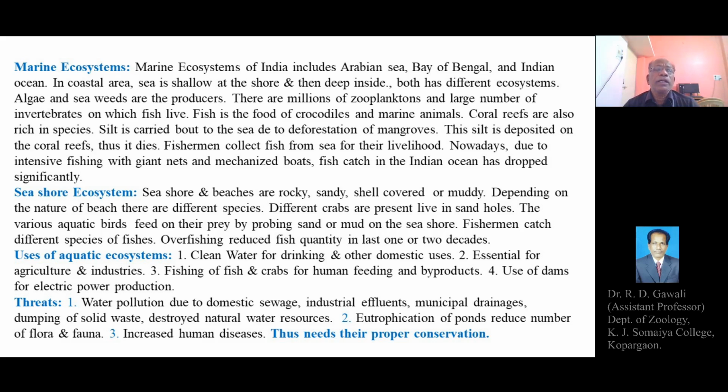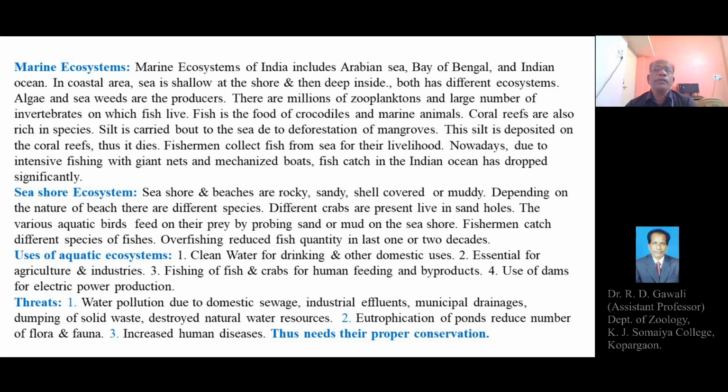So in the coastal area, the sea is shallow at the seashore, then deep inside, and both have different ecosystems. The sea coast and the deep sea will have different types of ecosystems, and the composition or the biotic fauna of the seashore region and deep sea region are different. So both have different ecosystems.